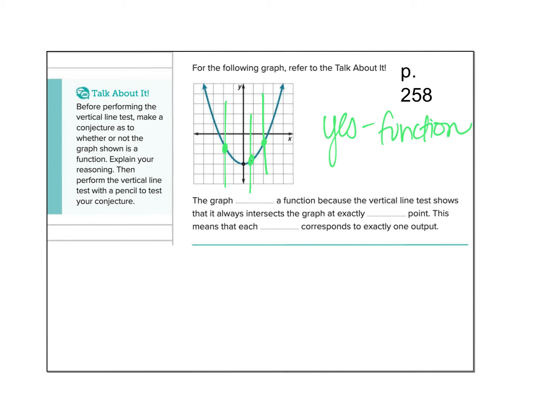And let's see if we can fill in these blanks. The graph is a function because the vertical line test shows that it always intersects the graph at exactly 1 point. This means that each input corresponds to exactly one output.